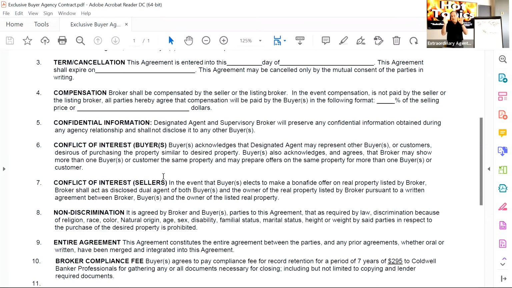Because it says essentially, we'll take whatever they're giving us. It doesn't necessarily give us the opportunity to go after additional. So I would foresee that in the future, we're going to be rewriting this paragraph. But in the event compensation is not paid by the seller or the listing brokers, all parties hereby agree that compensation will be paid by the buyers in the following format, of which you put your 3% in there, or a bottom line dollar amount, which is pretty rare if we have that, but it's possible. Otherwise, it's a flat fee.